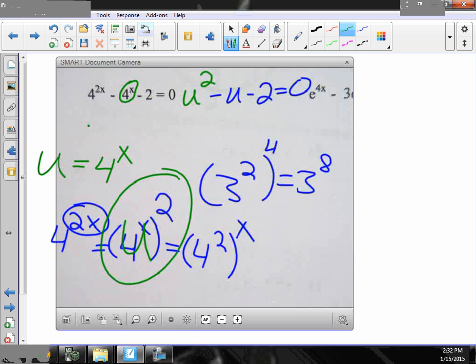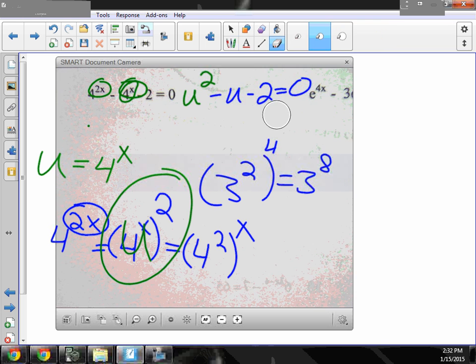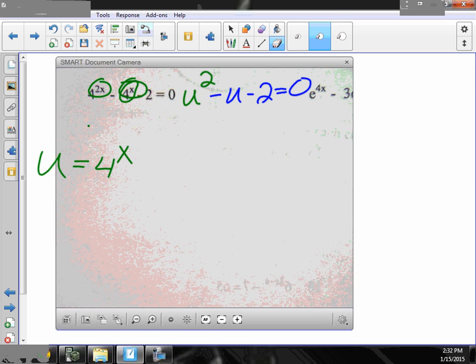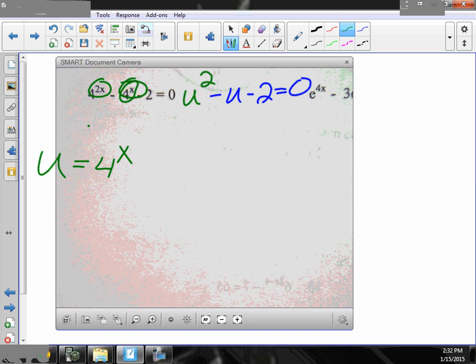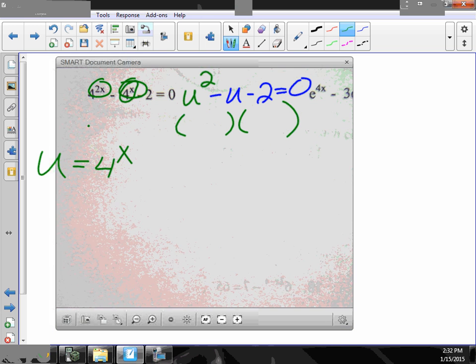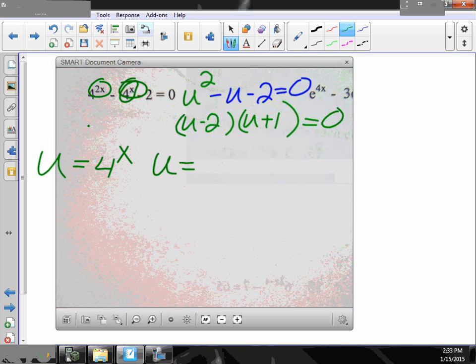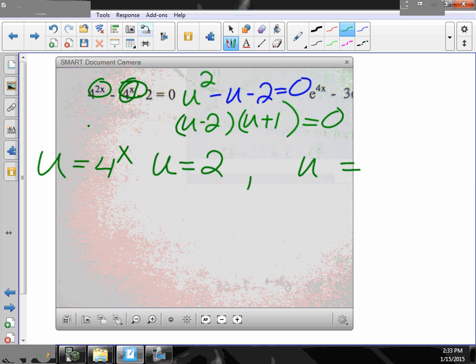Now, there's a lot more going on there than you actually need to realize, because if it's set up so that this is twice as much as that, then it will always be u squared and u. That's the nice thing about today. It'll get harder when you reach calculus. Okay, so let's solve this. u minus 2 and u plus 1 equals 0. So u is either 2 or u is negative 1.